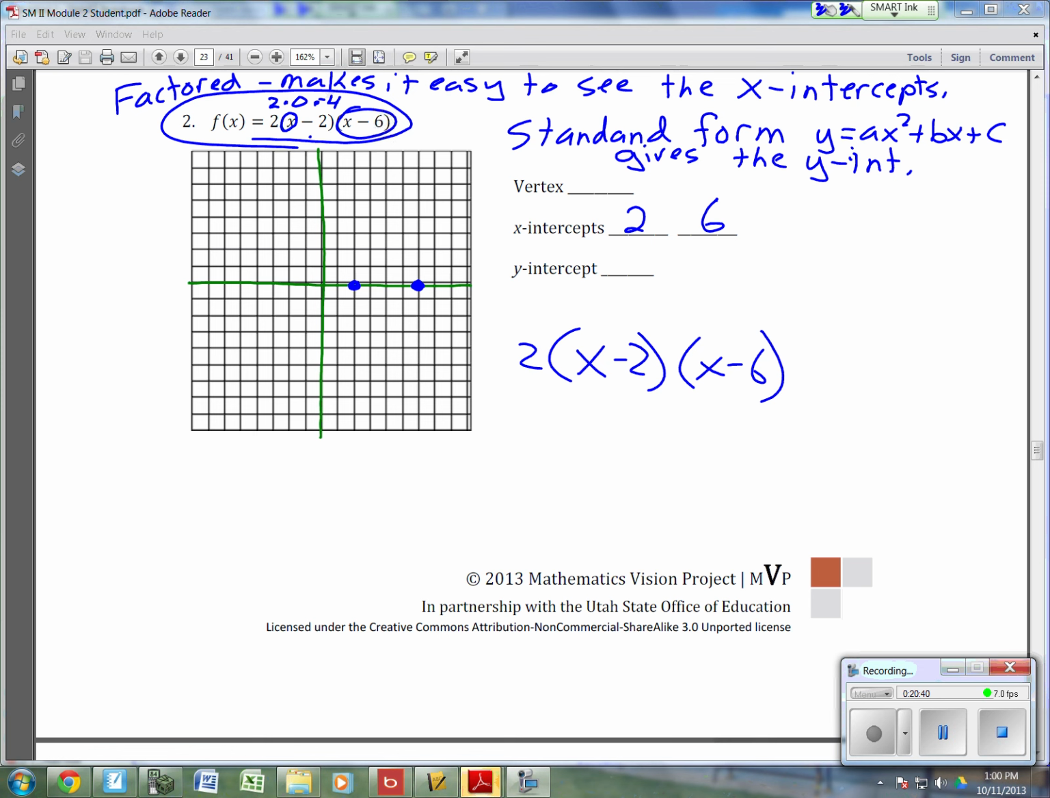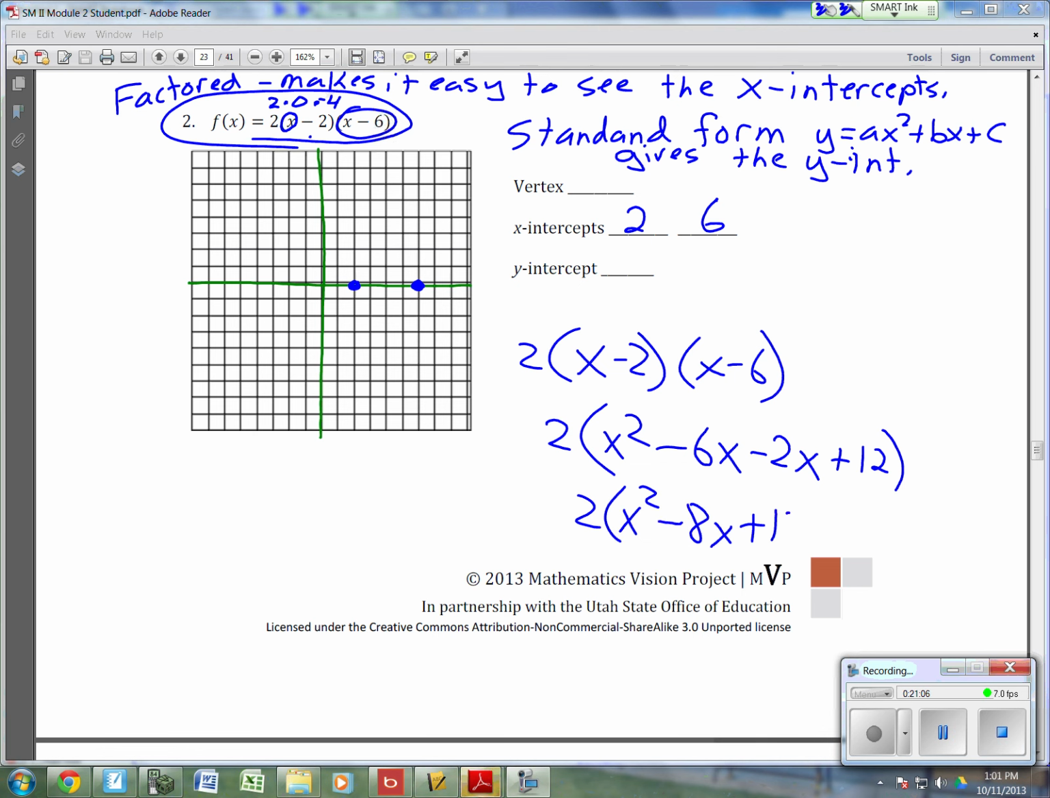So that's what I'm going to do. And I'm going to leave the 2 for the end. So I'm going to go x times x is x squared. x times negative 6 is negative 6x. Negative 2 times x is negative 2x. Negative 2 times negative 6 is positive 12, right? Like that. I can add the two middle terms together.